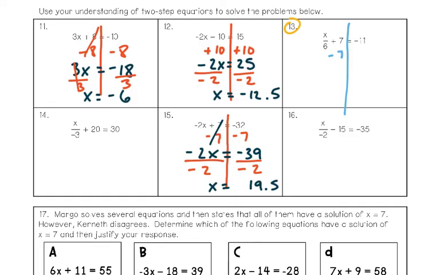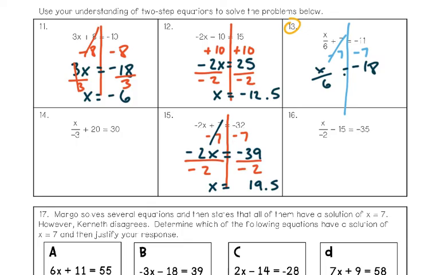And if I do it to one side, I have to do it to the other side. 7 and negative 7 cancel. Now I'm looking at negative 11 minus 7. That is negative 18. And on the other side, I'm left with the x over 6.